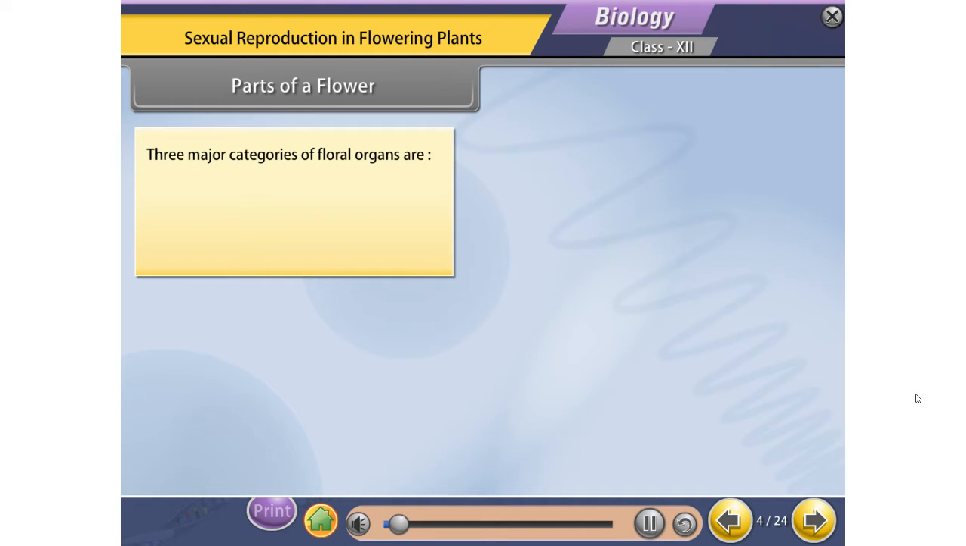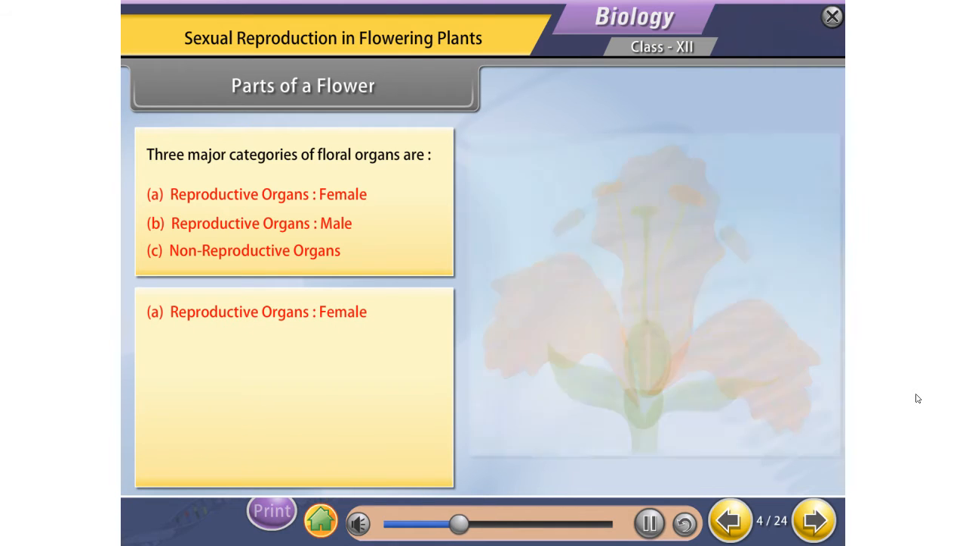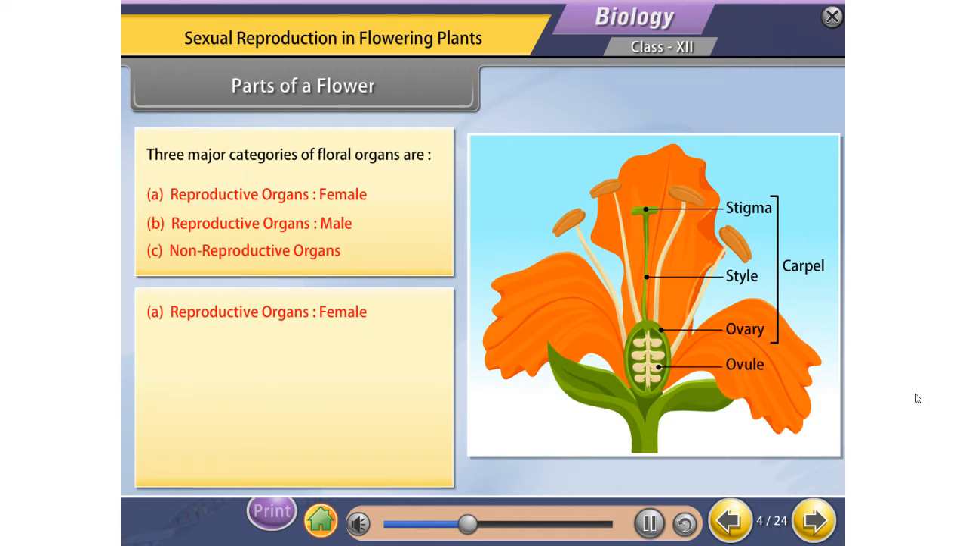Three major categories of floral organs are reproductive organs, female; reproductive organs, male; non-reproductive organs. A. Reproductive organs, female. Carpel or pistil, stigma, style, ovary, ovules.